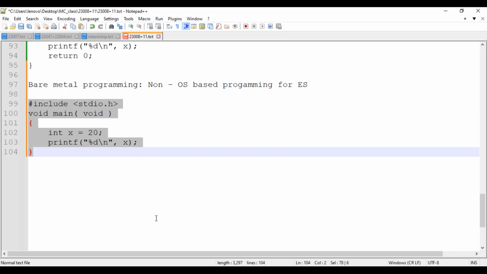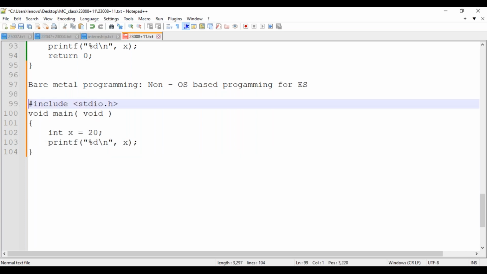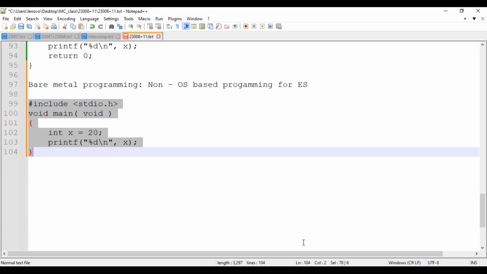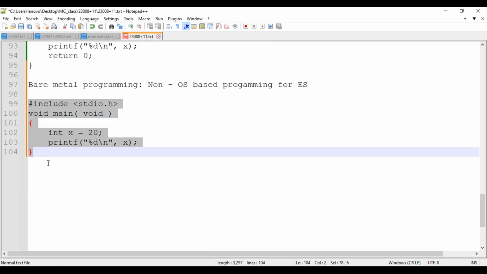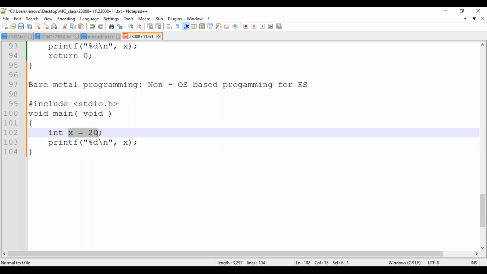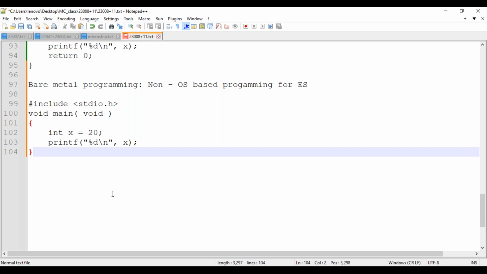We have been writing a program for an embedded system. All of the programs from here onwards, whatever I write, will be executed on the microcontroller which is available on the PicSimLab board. So I am going to execute this program on the microcontroller. If I execute this code on the microcontroller and I want to print the value of x, which is 20, what do I need to see this 20 printed as an output? Yes, I need some display.